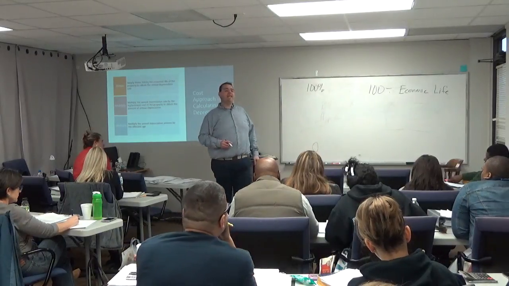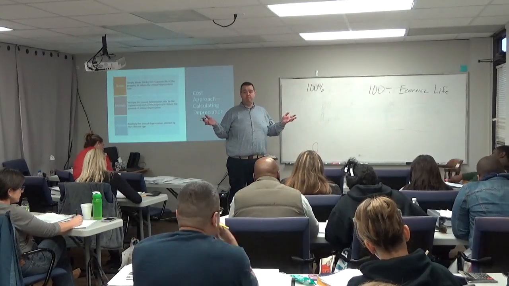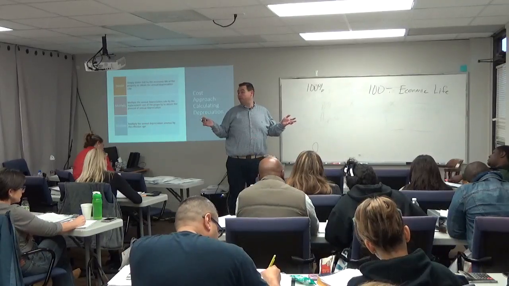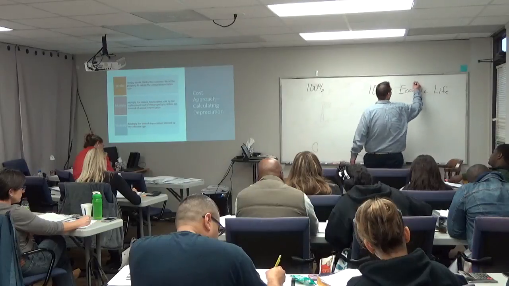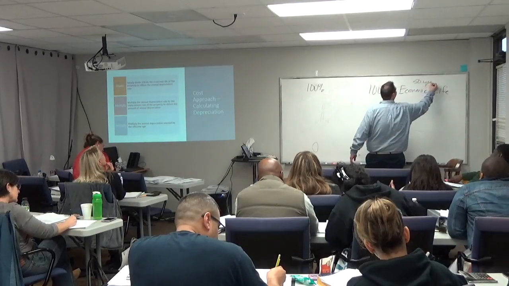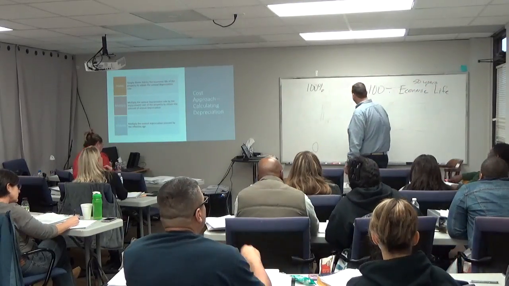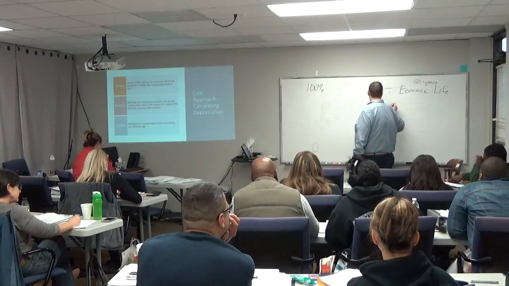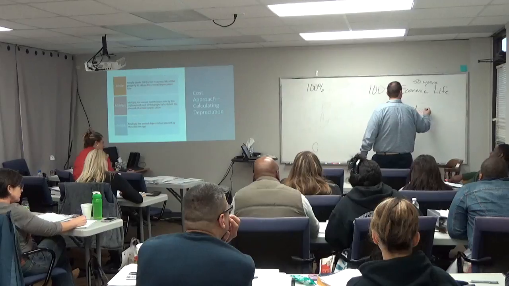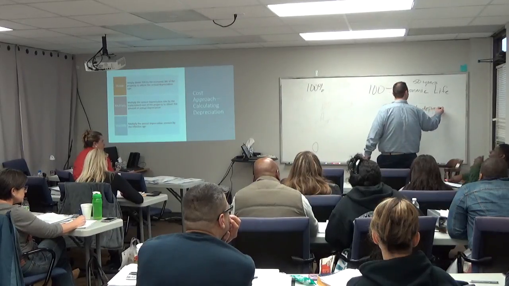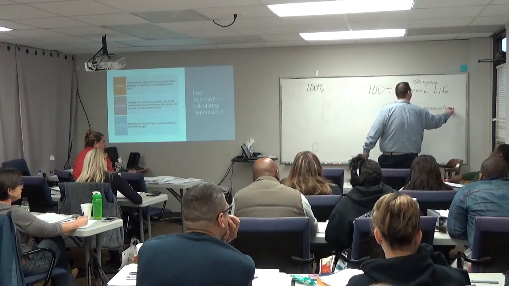That's going to give you the annual depreciation. That makes sense? So just as an example, if we had an economic life of 50 years, what's 100 divided by 50? 2. So we've got 2% annual depreciation. That's expressed as a rate.